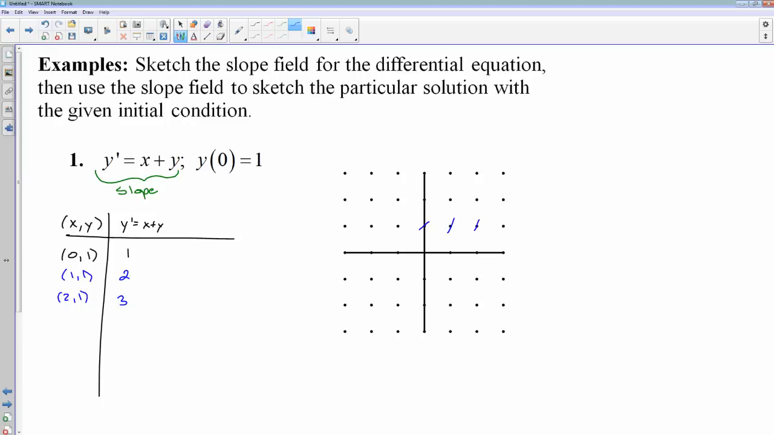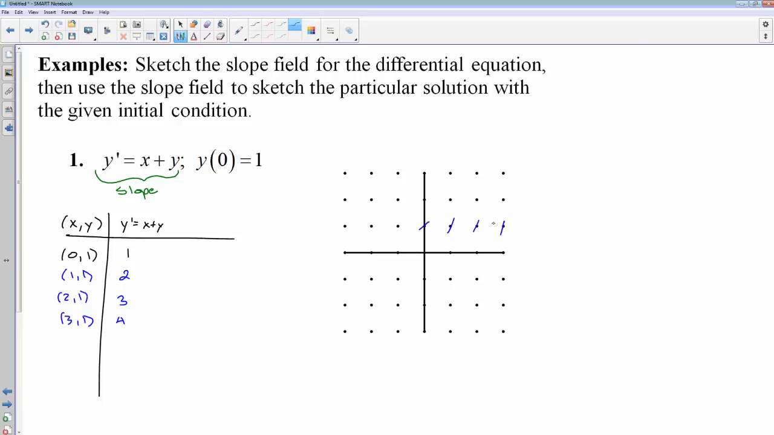So I'm going to sketch an even steeper slope. And then when I do go to the ordered pair 3, 1, 3 plus 1 is 4. So I have a slope of 4, which is going to be even steeper. And you can see how boring this is, because look at all these dots and look at all these numbers I'm going to have to add. So a lot of times you can find some trends.